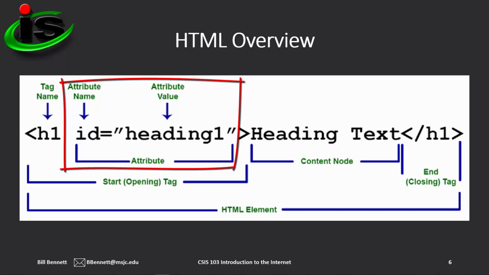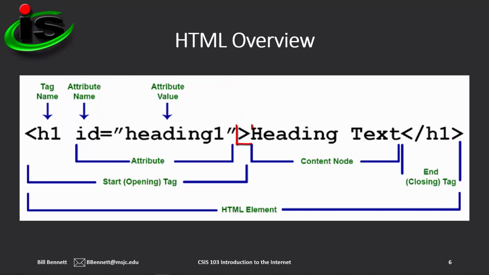This ID attribute can be used to automate the creation of a table of contents, where users click the heading 1 link in the table of contents and then are taken to this heading in the HTML document. After the attribute, you see the right angle bracket. That completes the opening H1 tag. Then we have the content node, which is the actual content that we're marking up in the document. That will be the text that is displayed in the web browser window.